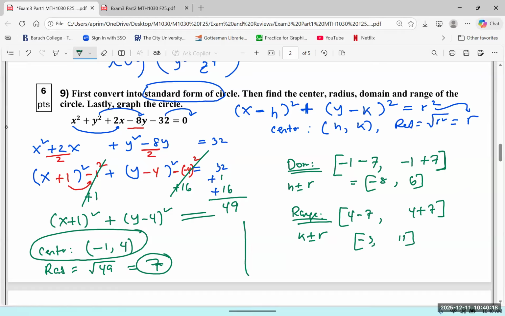And then to draw, you start from (−1, 4). And then you go 7 units up, 7 units left, 7 units right, 7 units down, and then you draw your circle. Any questions so far?